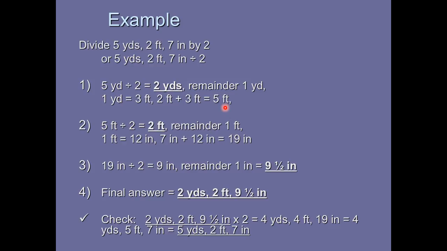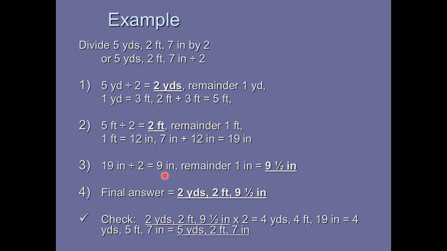Again, you divide it by 2. You have 2 feet and remainder 1 feet. Now 1 feet cannot be divided by 2. So again, I converted feet to inch, the next lower term, right? And then I added 7 inch plus 12 inch, which makes it 19 inch.